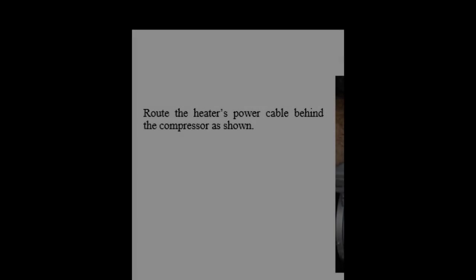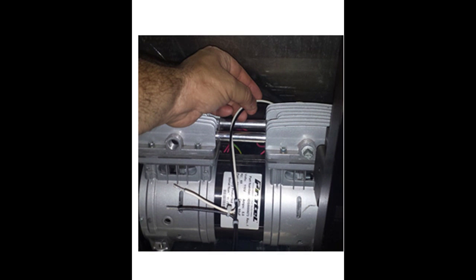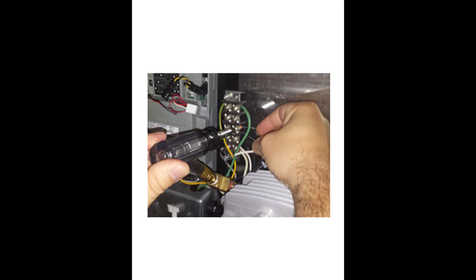There are two pairs of power leads that come from the heater assembly. Route the black and white power cable behind the compressor as shown. Connect the black and white heater power cable to the terminal strip as shown in the picture.